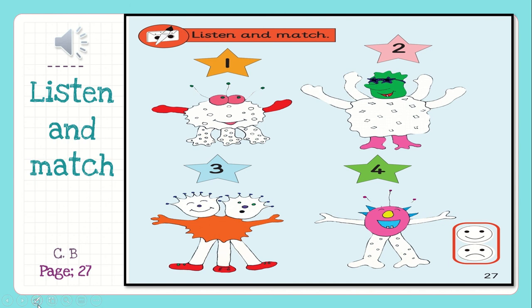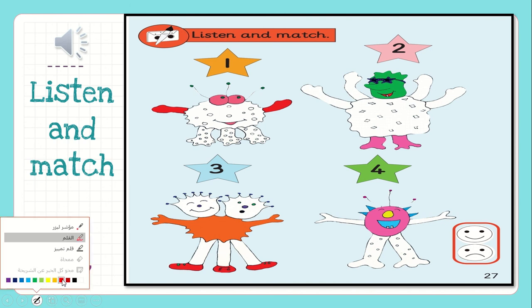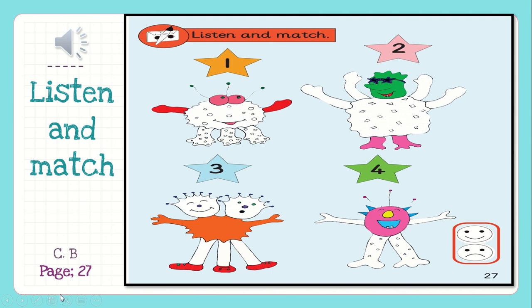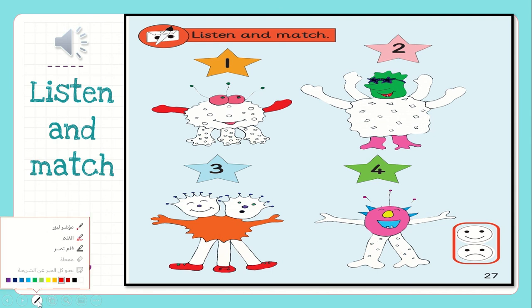Listening 3.5. 1, Hello, I've got a green body and I've got 3 orange legs and 2 red arms. Again. listening 3.5. 1, Hello, I've got a green body and I've got 3 orange legs and 2 red arms.